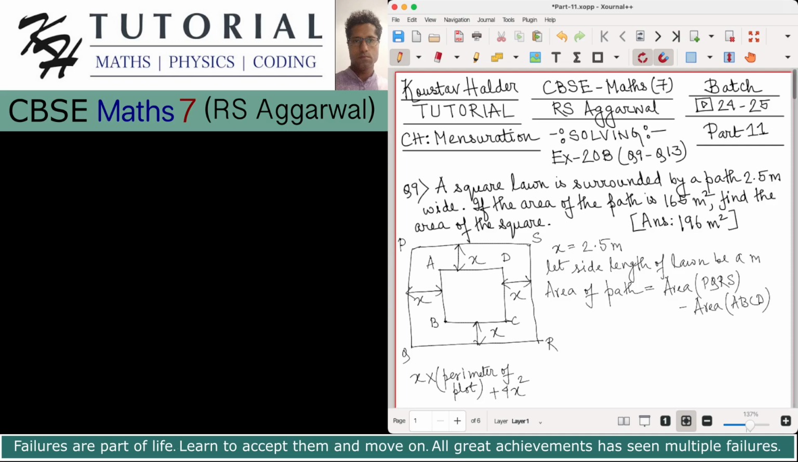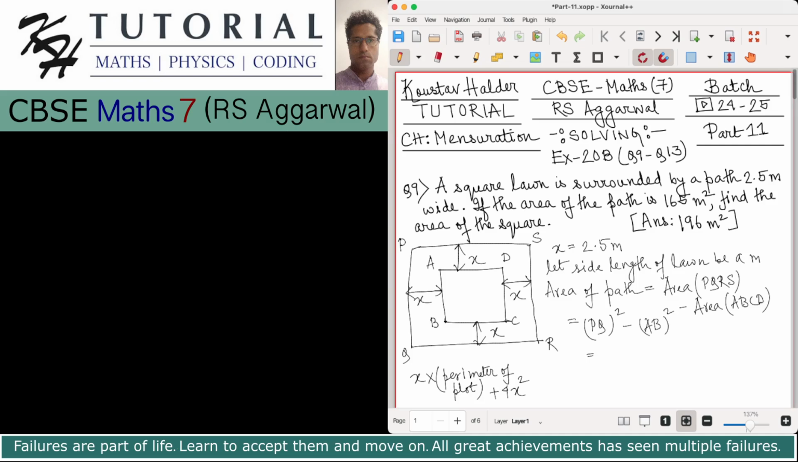Okay, and this will be equal to, what is the area of PQRS? The PQRS area will be, since the path is uniform, the outer boundary of the path, that is PQRS, will also be a square. So we can say this will be PQ square minus the area of ABCD, we can say it is AB square. The side of the square ABCD is AB.